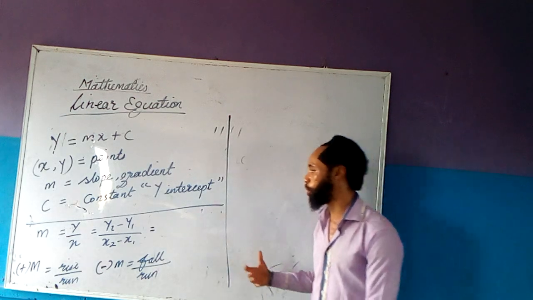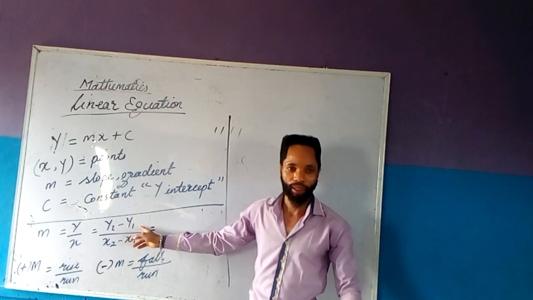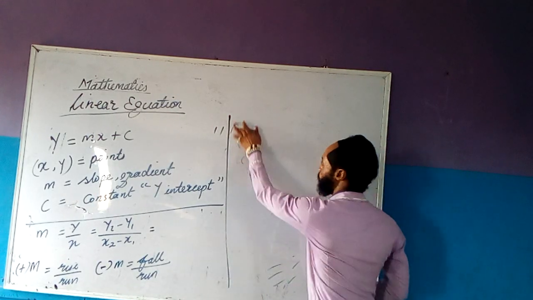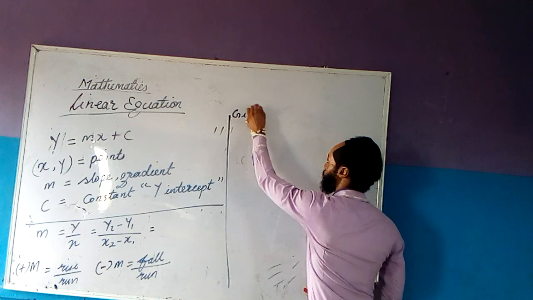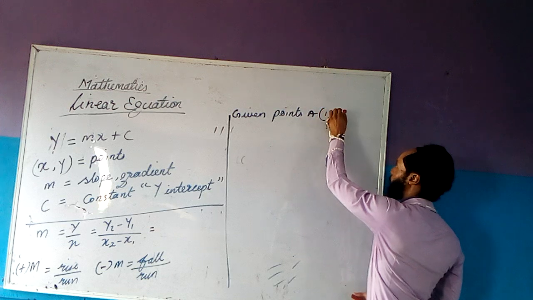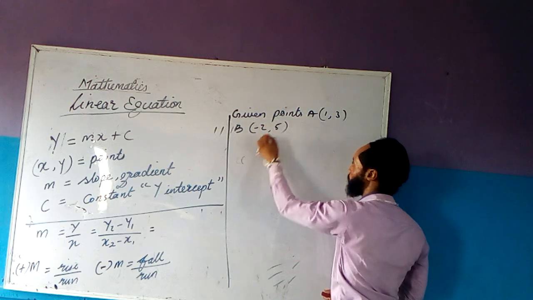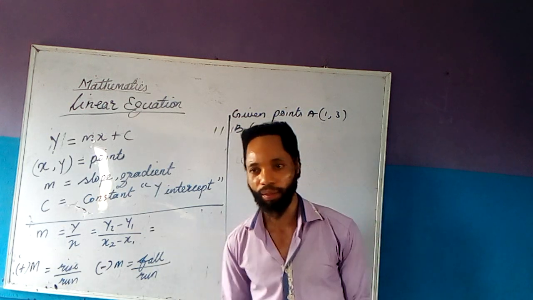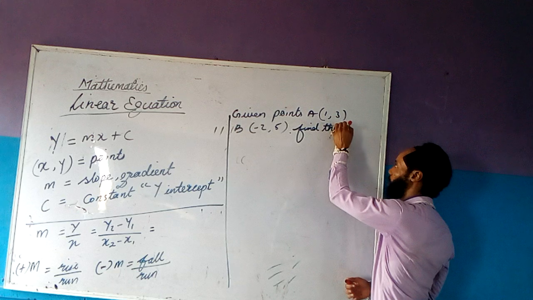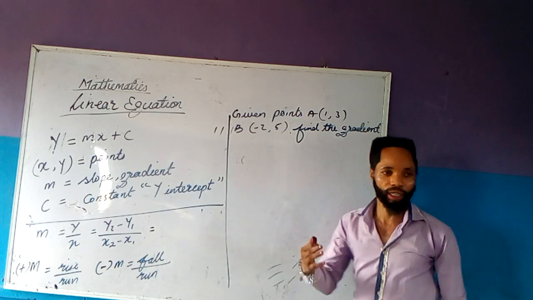Now, to get our slope, given 2 points, we use this equation. Let's get our slope given 2 points. Alright, let's go. Given points A as 1, 3 and B as minus 2, 5. Find the gradient.